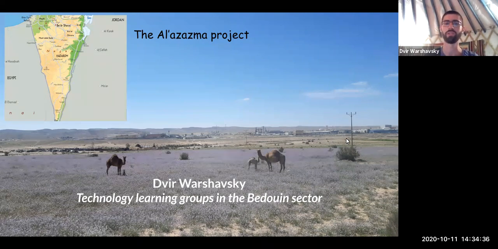It's really exciting for me to be here today. My name is Dvir Warshavsky. I live in Yerucham, a small town in the Negev Desert, which is in the southern periphery of Israel.